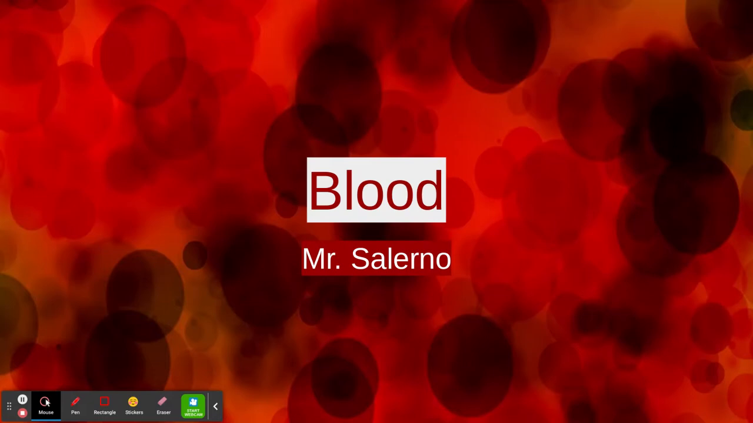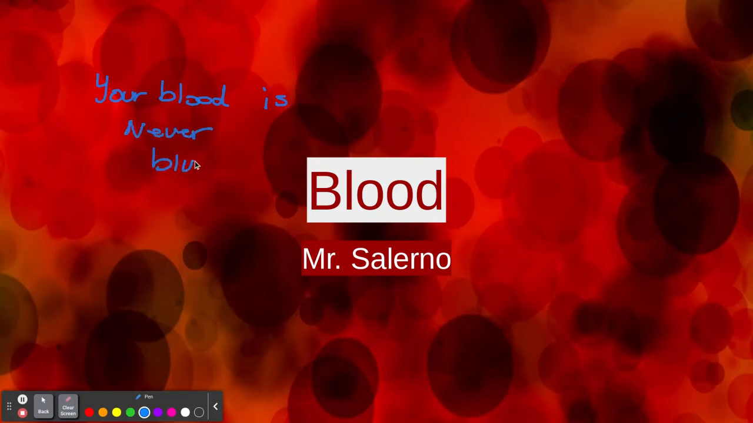Your blood, here it is, red. And I know there's a lot of myths out there that your blood is blue until it reaches the surface. That is not true. That is never true. Your blood is always red. So I'll use blue to say that your blood is never blue, even though you hear people say it because your veins look blue. And the reason why your veins look blue is because of visible light.